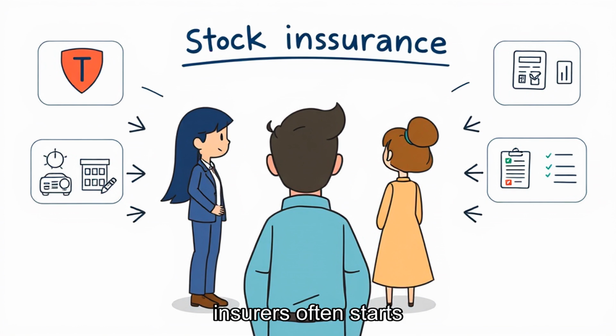Mutual and stock insurers often starts with a detail people overlook. Mutual versus stock insurance companies explained becomes clearer when a stock insurance company is owned by shareholders. Investors buy shares and expect the company to earn profit. Management must consider shareholder returns.